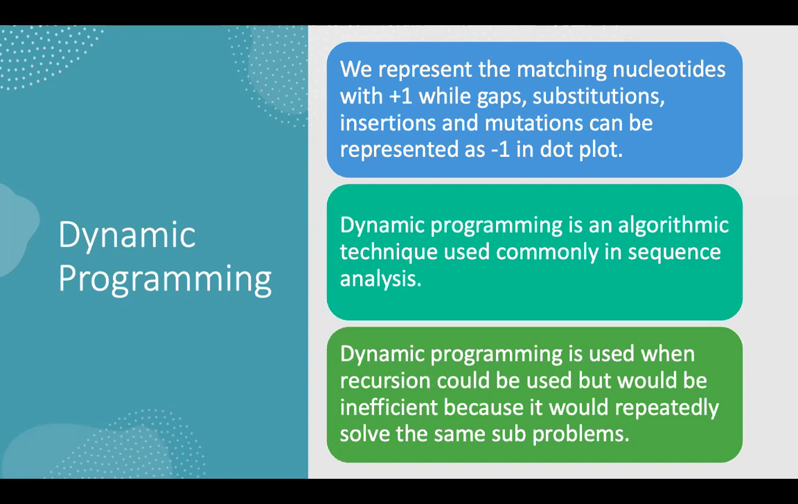Dynamic programming is an algorithmic technique used commonly in sequence analysis. Dynamic programming is used when recursion would be used, but would be inefficient because it would repeatedly solve the same subproblem. So these are some of the facts about why to use and not use a dot plot, and how it can be modified to tackle the problem of mismatching, particularly insertions, deletions, mutations, and substitutions.